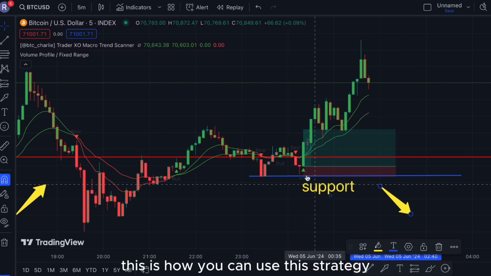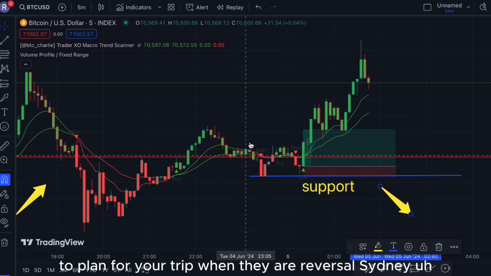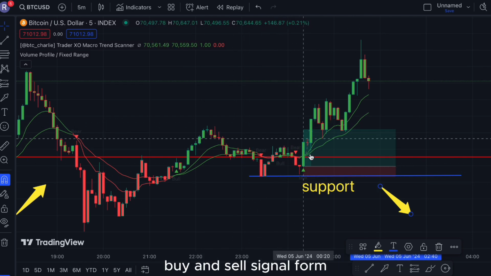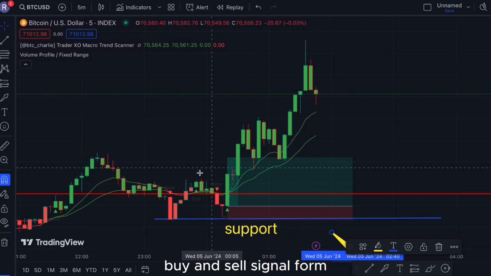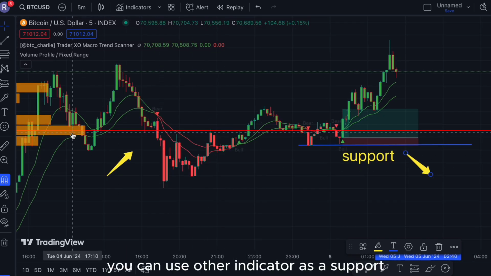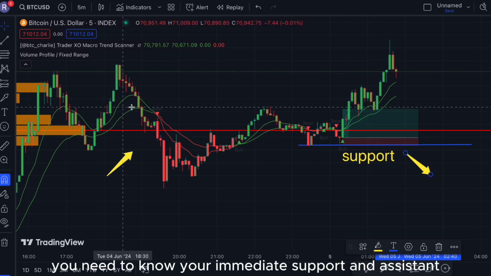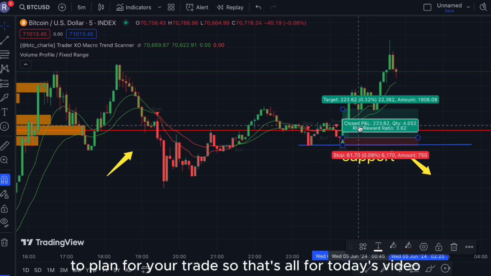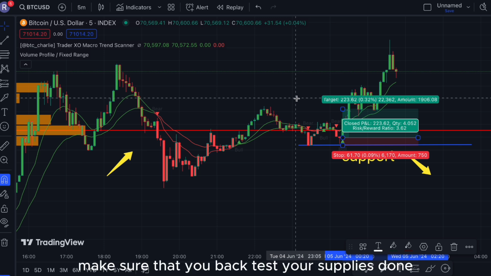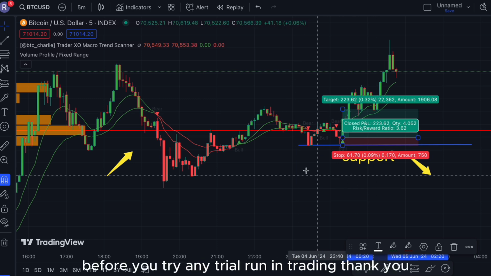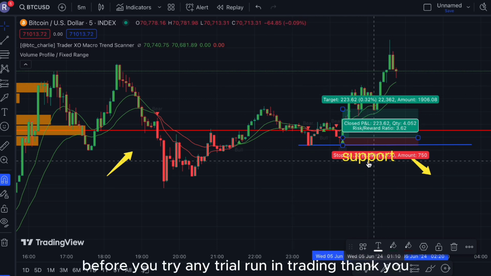So basically, this is how you can use this strategy to plan your trade when reversal buy and sell signals form. You can use other indicators as support and also plan your risk reward ratio. And lastly, you need to know your immediate support and resistance to plan your trade. So that's all for today's video. Make sure that you backtest your support and resistance and also your indicator before you try any trial run in trading. Thank you.